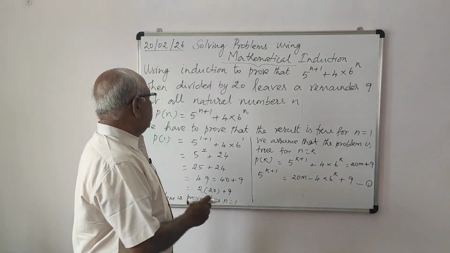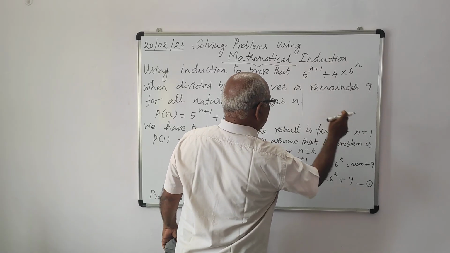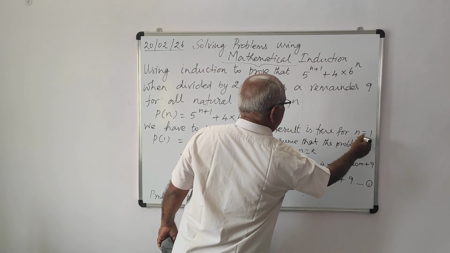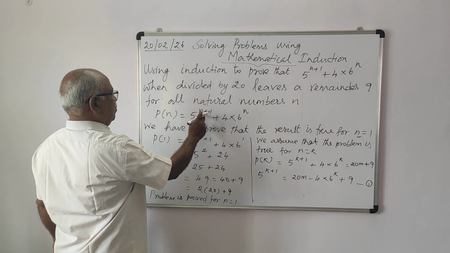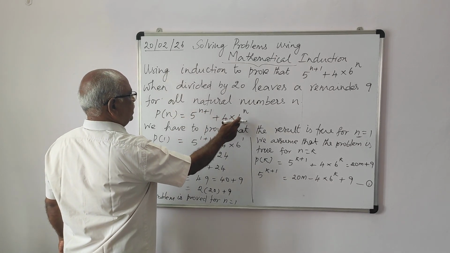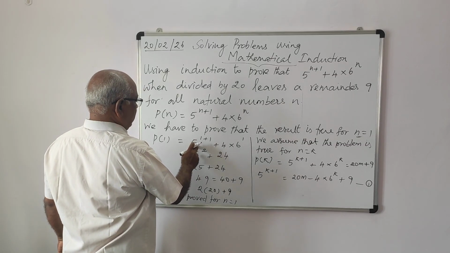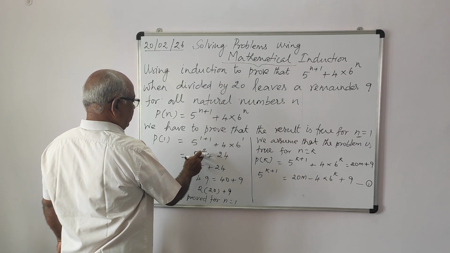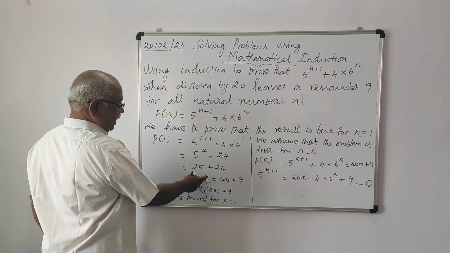Initial step. We have to prove that the result is true for n equal to 1. So p of 1 is 5 power 1 plus 1 plus 4 into 6 power 1. 6 power 1 is 6, 6 fours are 24. Plus 5 power 1 plus 1 is 5 square, 5 square is 25. 25 plus 24 is 49.